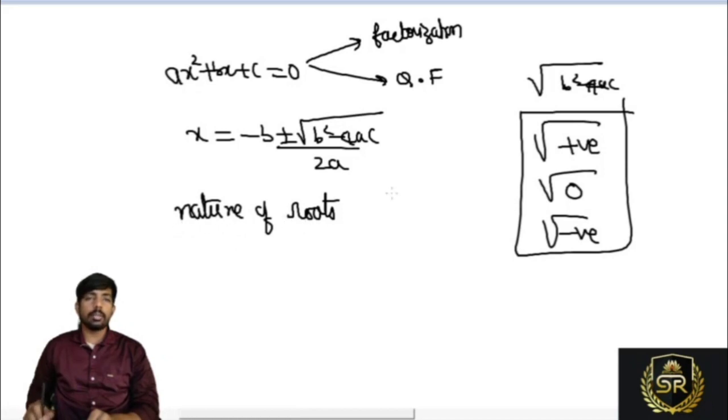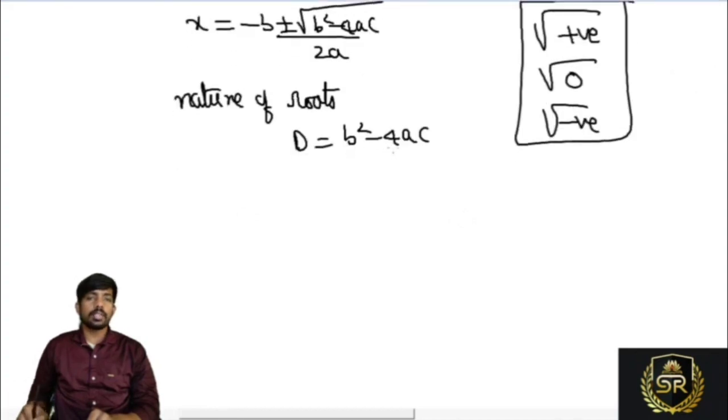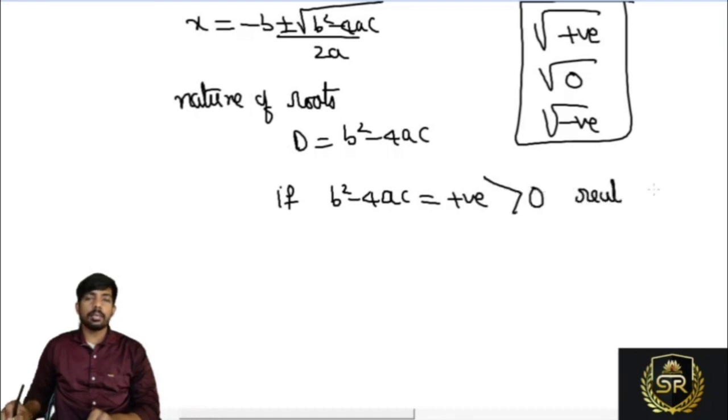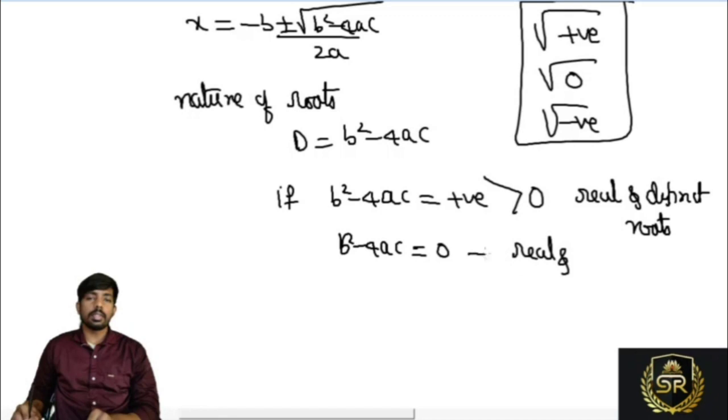Nature of the roots purely depends on the discriminant. Here the discriminant is what is inside the root, right? b square minus 4ac. So D equals b square minus 4ac. If b square minus 4ac is positive, or greater than 0, then real and distinct roots. If b square minus 4ac equals 0, then real and equal roots.